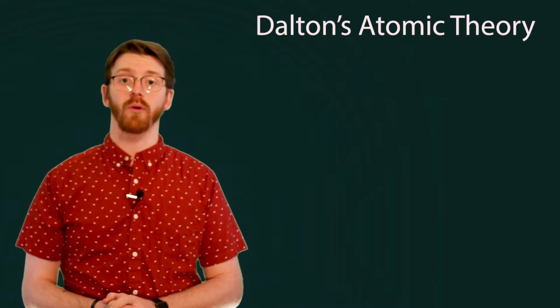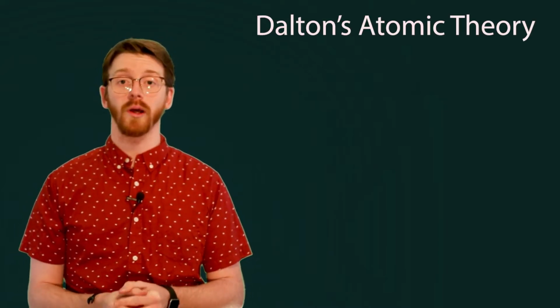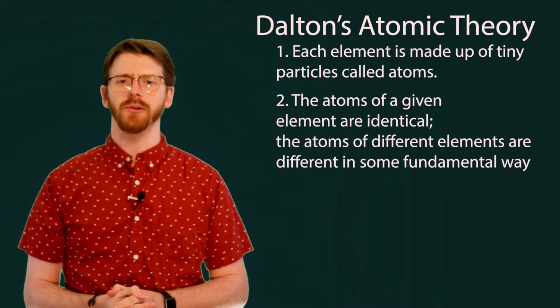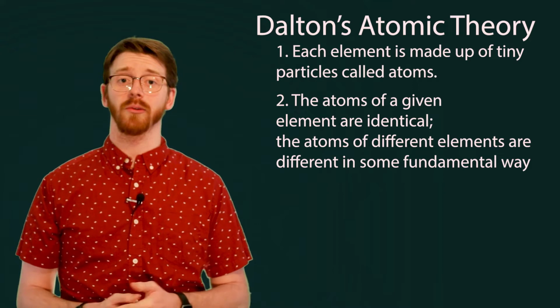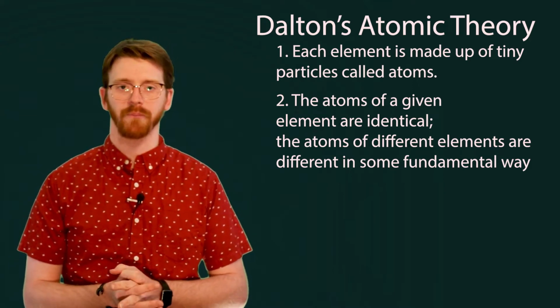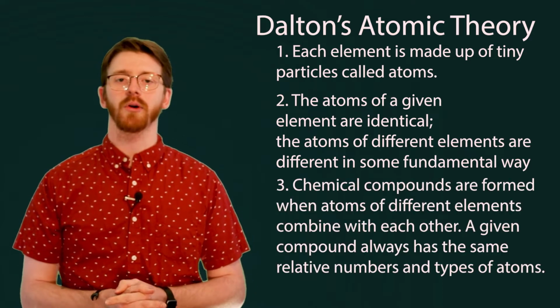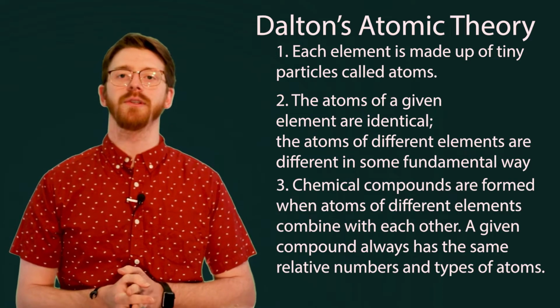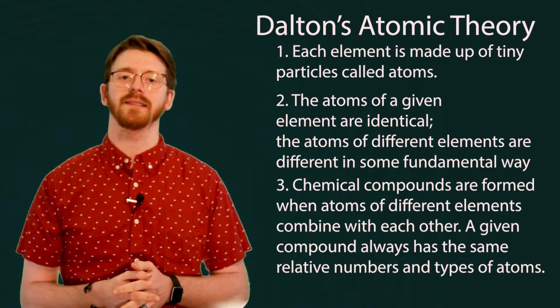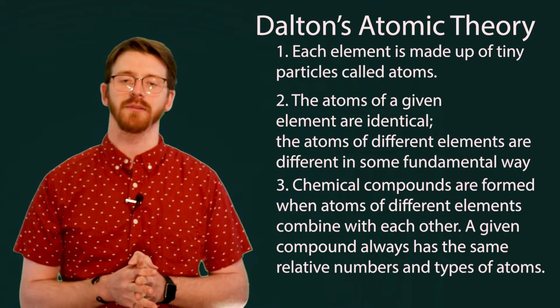Now, Dalton had four main arguments to his theory. One, each element is made up of tiny particles called atoms. Two, the atoms of a given element are identical. The atoms of different elements are different in some fundamental way. Three, chemical compounds are formed when atoms of different elements combine with each other. A given compound always has the same relative numbers and types of atoms.